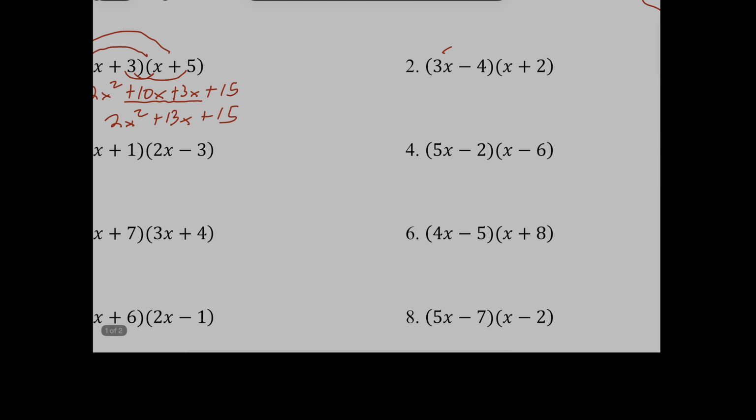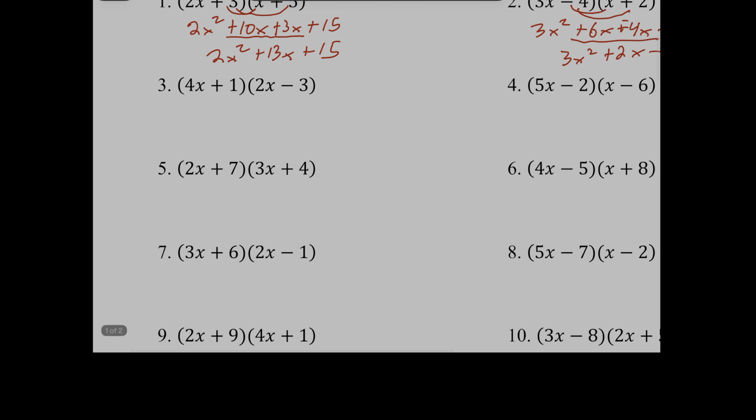Number 2, first, 3x squared. Outer, positive 6x. Inner, negative 4x. Last, negative 8. Remember, we're doing all the multiplying. We have some x's, so we get 3x squared, and the signs are different, so go add a line, change the sign if you'd like. Plus 2x minus 8 is the final answer.